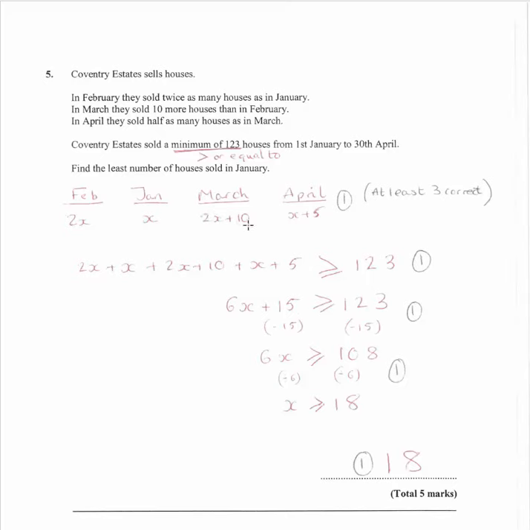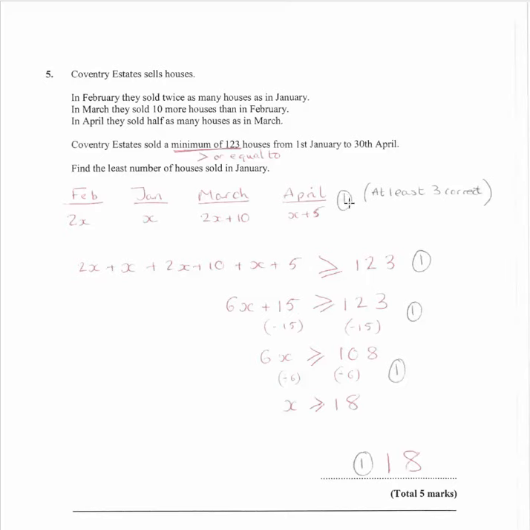And April is half of what March is. So that will be half of that. And let's simplify that straight off. Half of 2x is x, and half of 10 is 5. So if you put down these three, you're going to get yourself a mark. Okay, it's worth having a go.